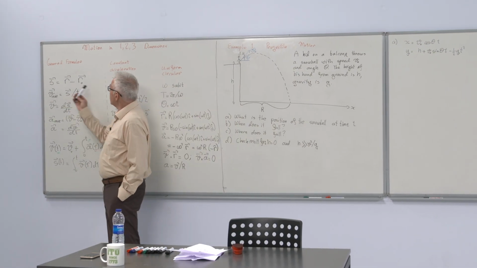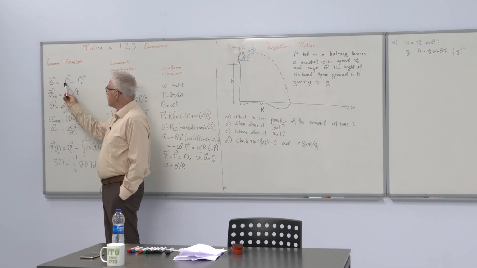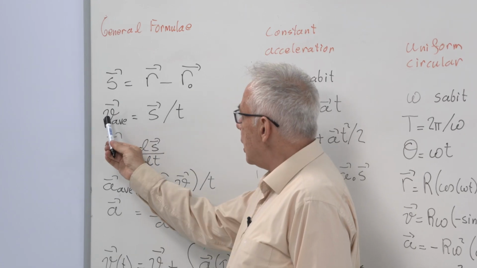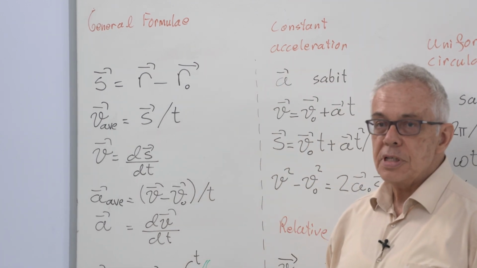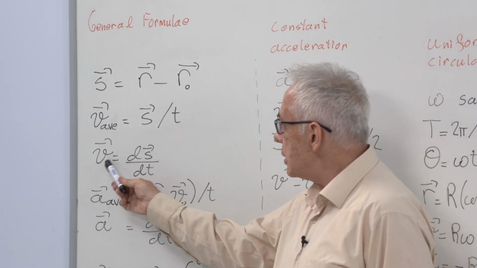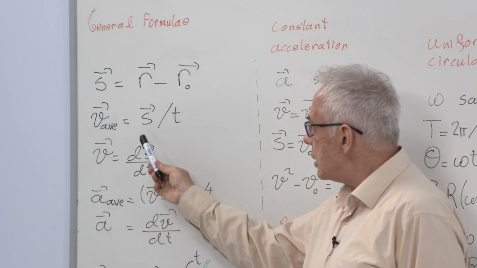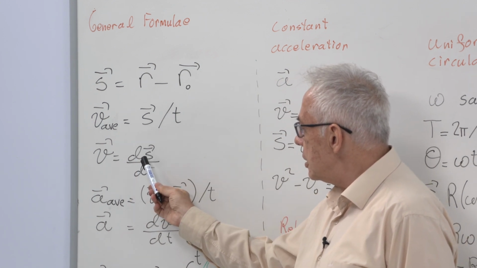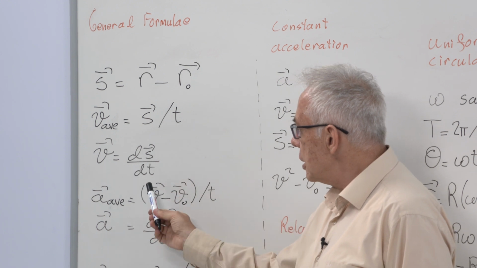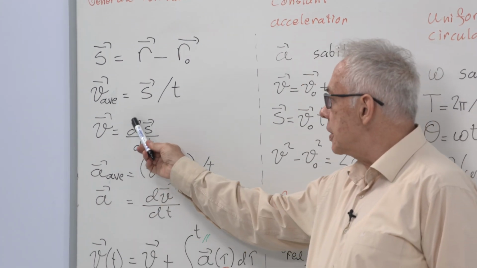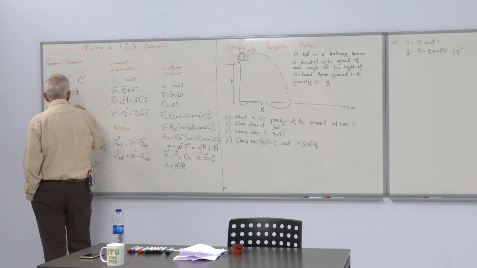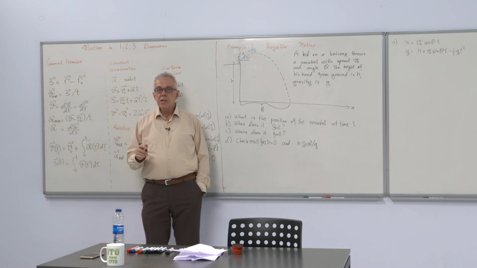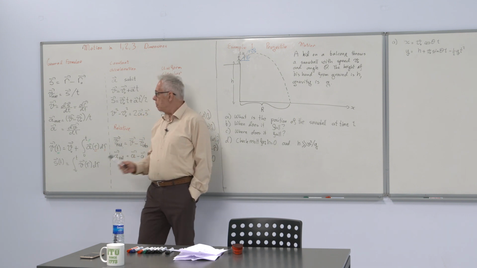The general formula for motion: we have displacement, which is the change in position. The average velocity is the ratio of displacement to the time it takes for the displacement to occur. Instantaneous velocity is the little change in position divided by the little time that takes place, or the derivative of displacement with respect to time, which is equal to the derivative of position with respect to time.